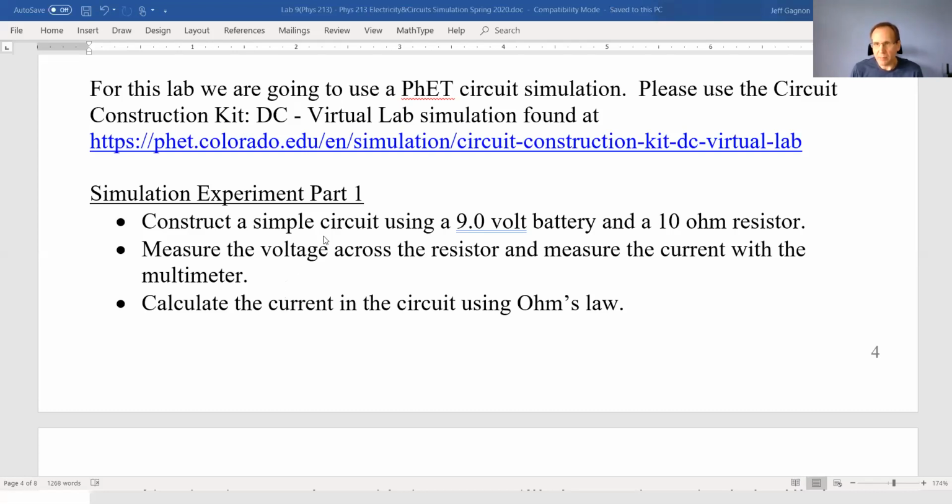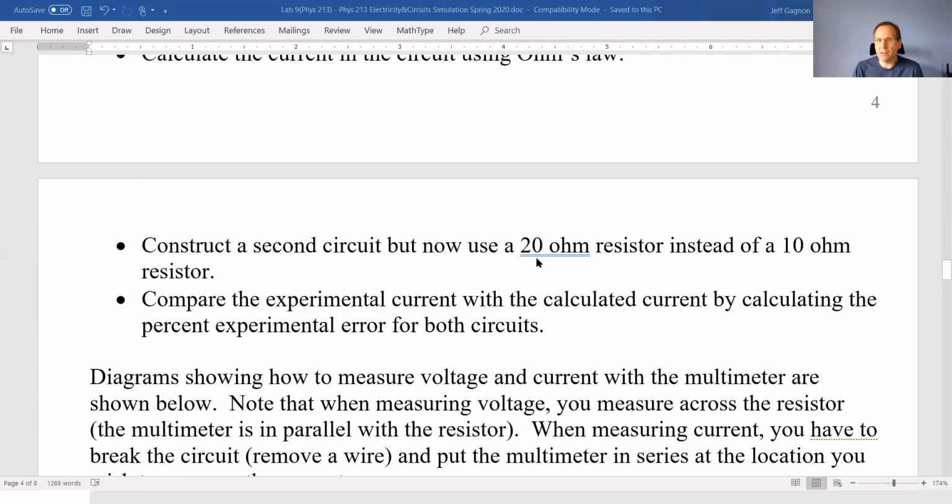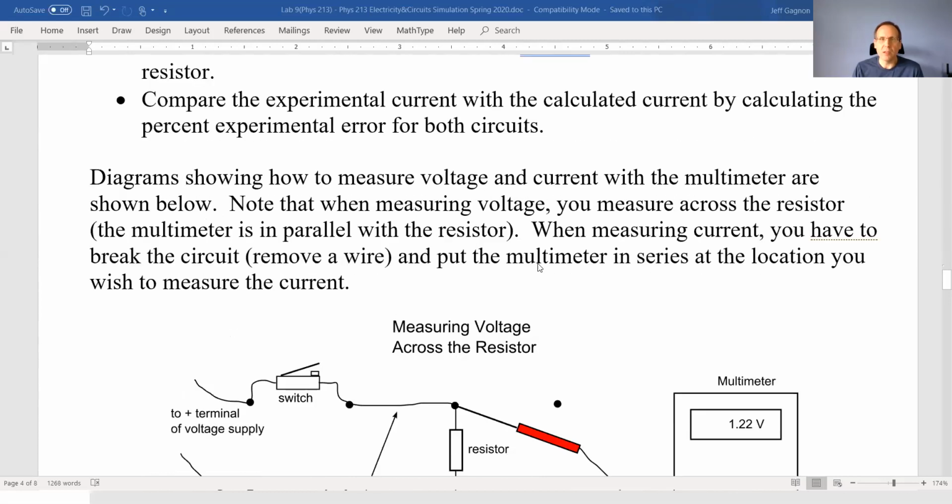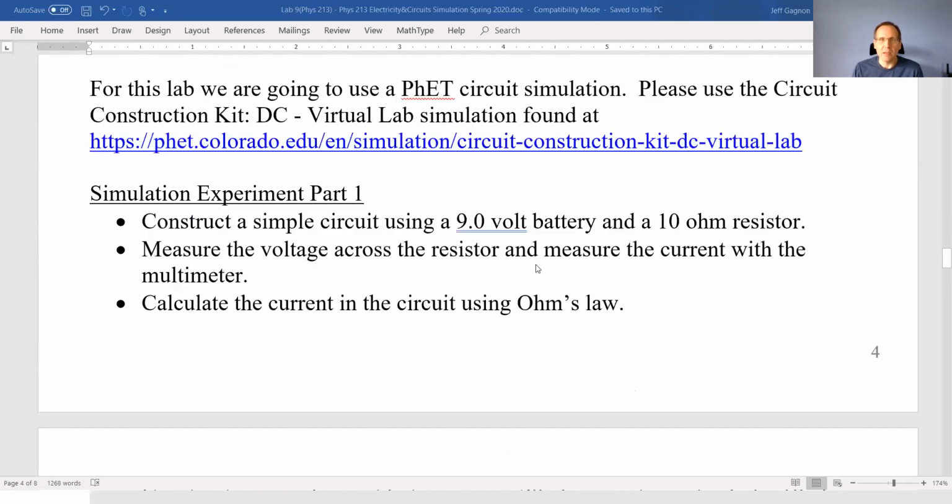Construct a simple circuit. Remember, that's just a battery and a single resistor, where the battery is going to be a 9-volt battery, right? So we have a 9-volt voltage drop. And the resistor is going to be a 10 ohm, and then later we're going to make it a 20 ohm, right? We're going to do this twice. Okay, so what I want you to do is construct this circuit, and then we want to measure the voltage across the resistor and the current that's in the circuit.